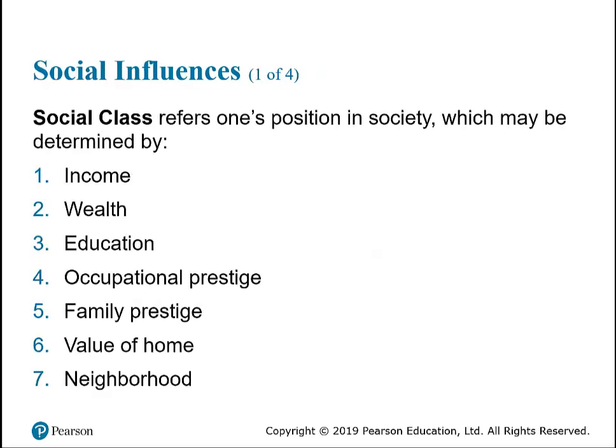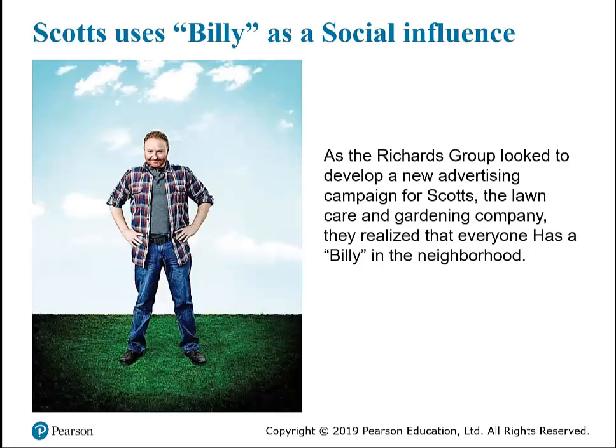Social influences include income, wealth, education, occupational prestige, family prestige, the value of the home, and neighborhood. In this Scott's campaign, who is Billy? What kind of a social influence is he? In your opinion, is Billy a motivating character for the purchase of lawn products? Explain your thinking.